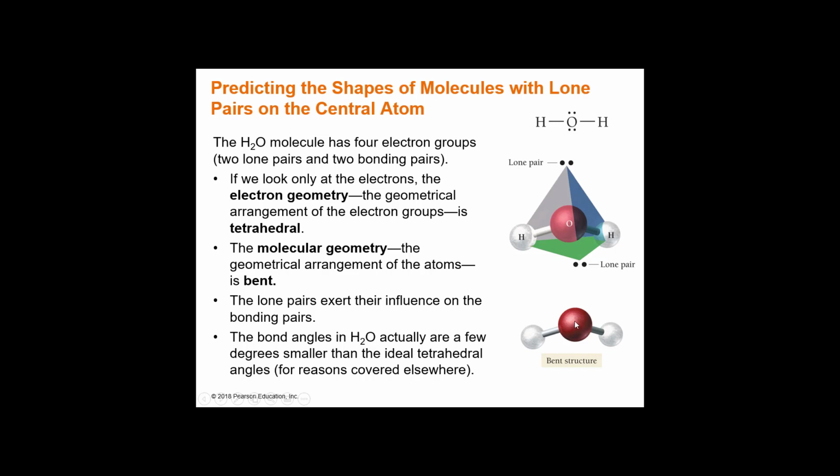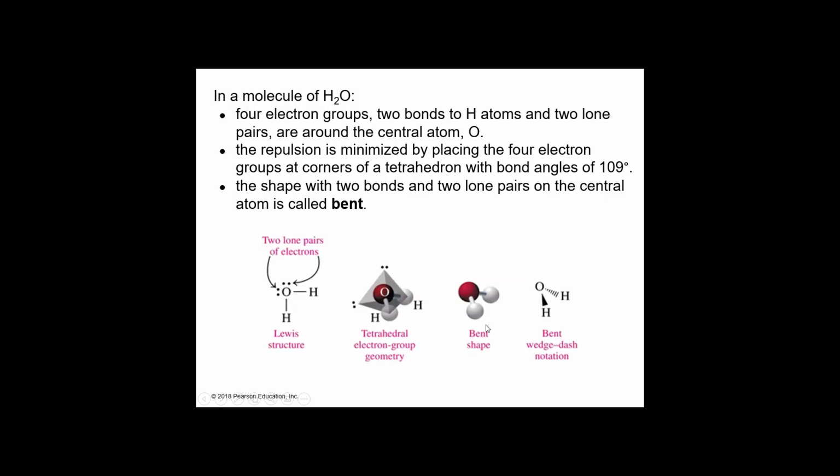If you can, think of Mickey Mouse ears: there's a Mickey Mouse ear here with a lone pair and one here. They push these down because they take up so much space with 2 lone pairs on it. That's where the bent shape comes from. I thought I had a picture of it.